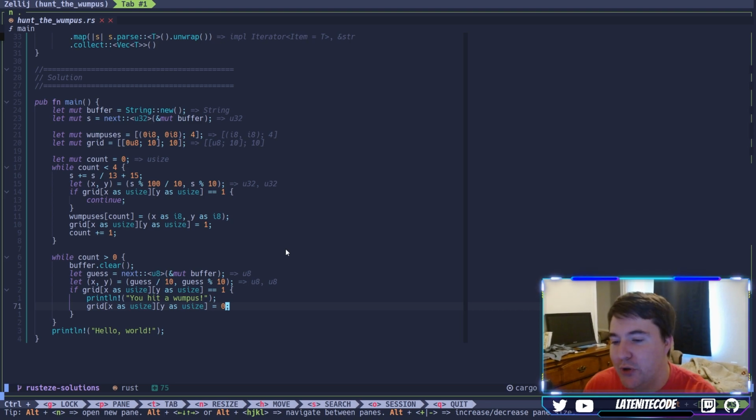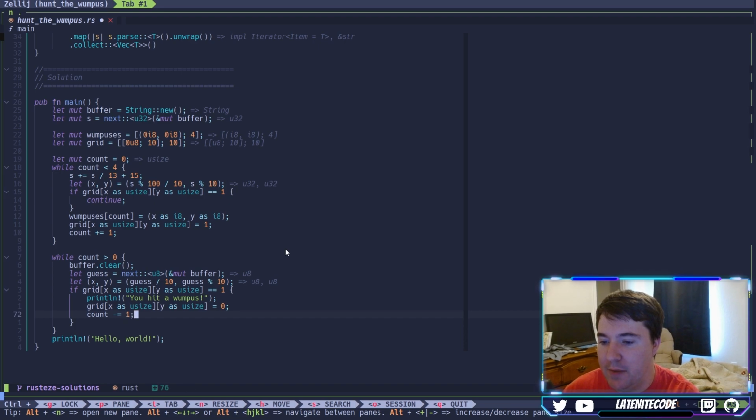Okay, but back to the problem. So we've gone ahead and marked this grid as being 0. So that's gone ahead and cleared out the Wumpus. It's like it was never there. And then the last thing we need to do is just decrement our count.